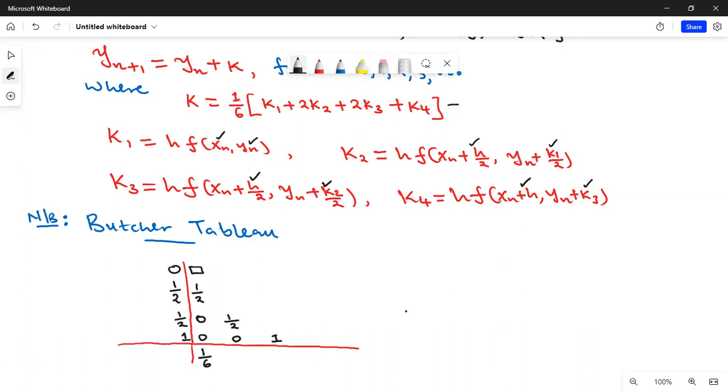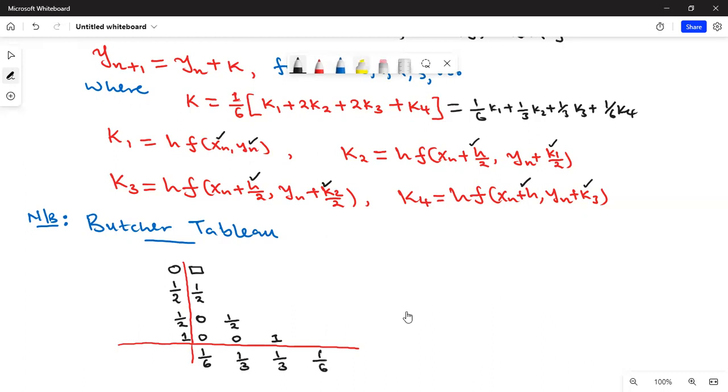Then let me just write it here. It's 1 over 6 K1 plus 2 over 6, which is 1 over 3 K2, plus another 1 over 3 K3 plus 1 over 6 K4. So I'm going to write the coefficients. The next is 1 over 3, followed by 1 over 3, and followed by 1 over 6.